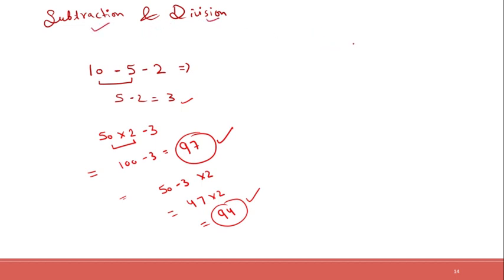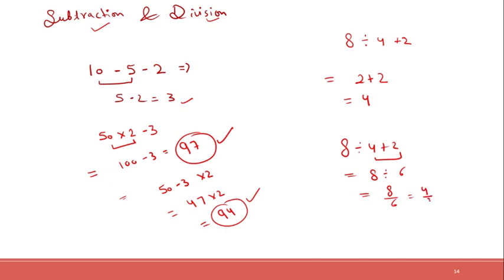In case of division, let me tell you, 8 divided by 4 plus 2. So if you just divide first, 8 divided by 4, you will get 2, and this plus 2, you will get 4 as the outcome. But if you do it another way, like this, 4 plus 2, 6, 8 divided by 6, then you will get 8 by 6, that means 4 by 3, and the outcome is different from this. Here it is 4, here it is not a whole number. Got it? So we can say that commutativity of whole numbers does not apply to subtraction and division.